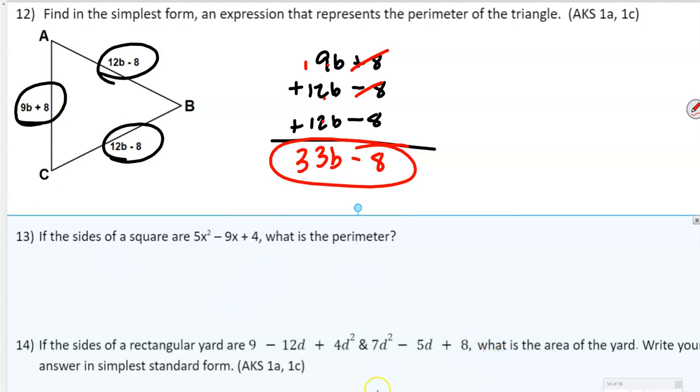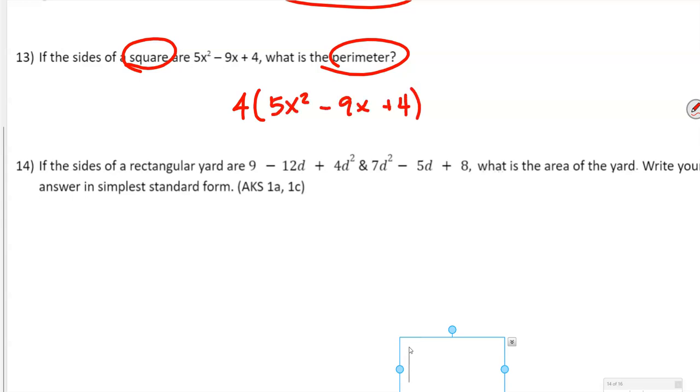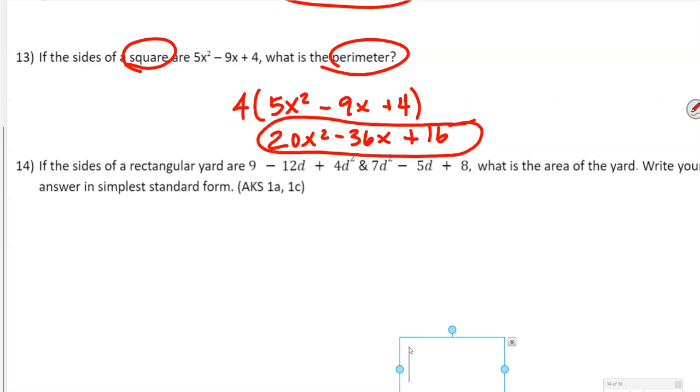Now number 13 says, if the sides of a square are 5x squared minus 4x plus 4, what is the perimeter? So what do we know about all the sides of a square? They're equal, right? And how many of them are there? 4, right? So we're just going to multiply 4 times 5x squared minus 9x plus 4, right? So 4 times 5 is 20, so this is 20x squared. 4 times negative 9 is negative 36x, and 4 times 4 is 16. That's all you had to do.